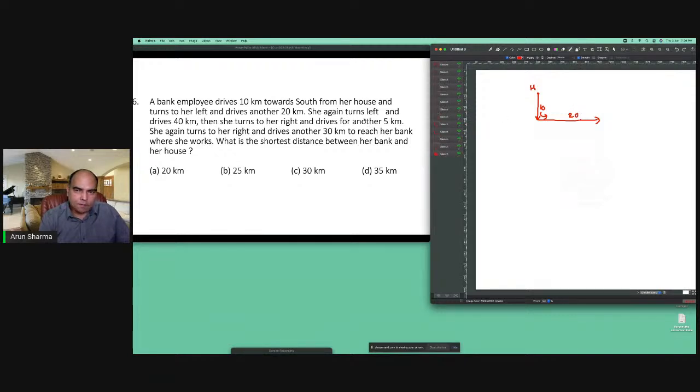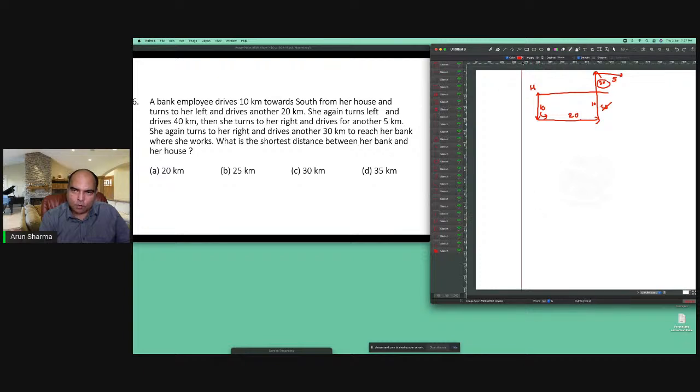She again turns left and drives 40 kilometers. So she's again turned left and driven 40 kilometers. Which means that from her original position, if this was 10, she's up by 30 kilometers here. And then she turns to her right and drives another 5 kilometers. So she's going right again and driving another 5 kilometers.